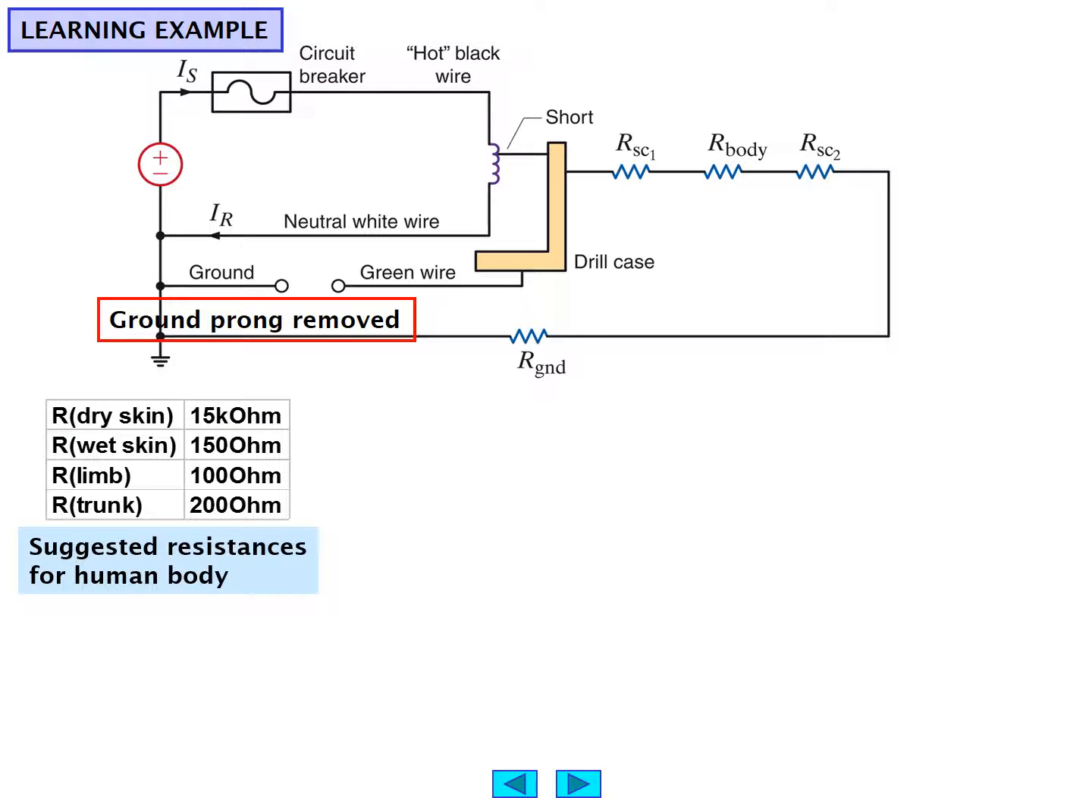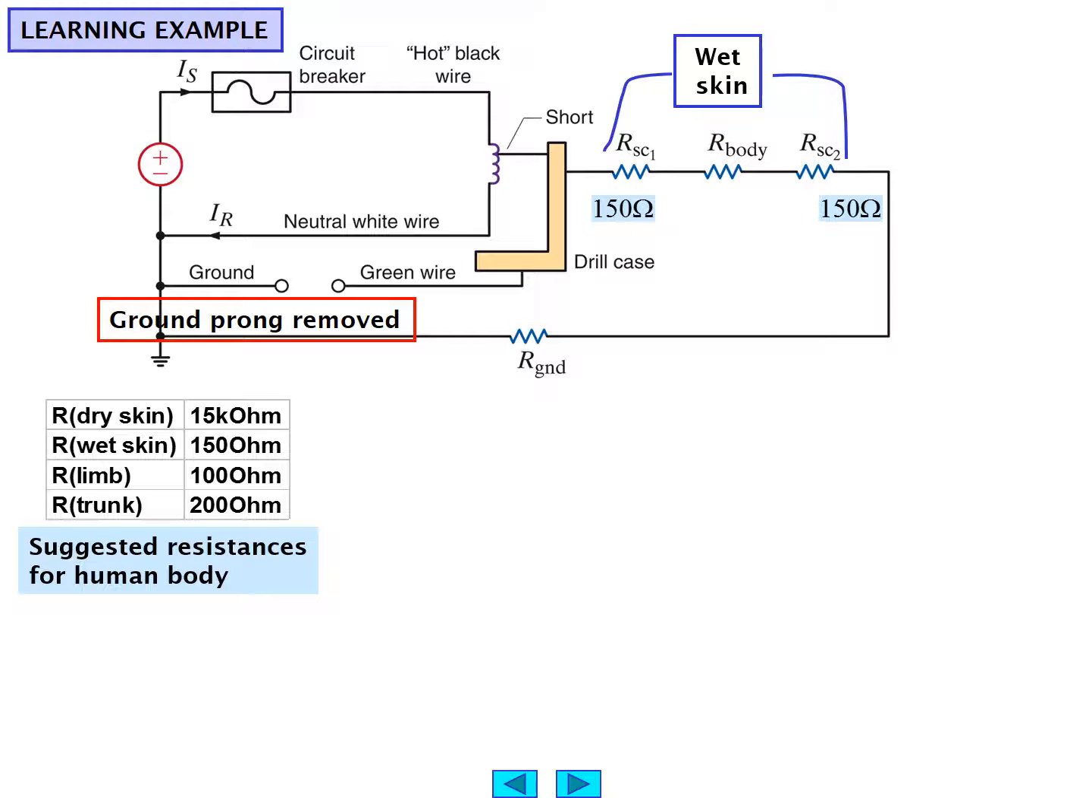Typically, the resistance of dry skin is about 15,000 ohms. For wet skin, about 150 ohms. The resistance of a limb, about 100 ohms. And the resistance of your thoracic body or your trunk is about 200 ohms.